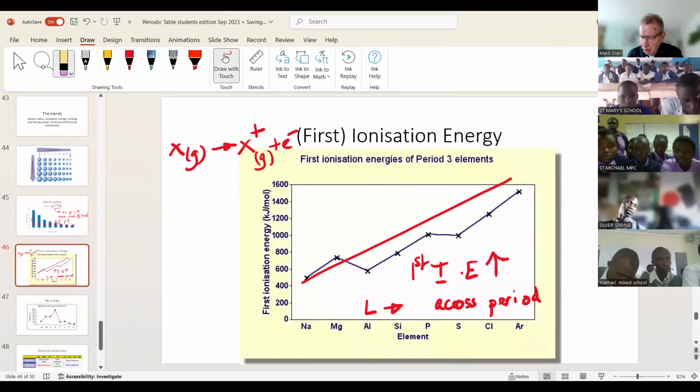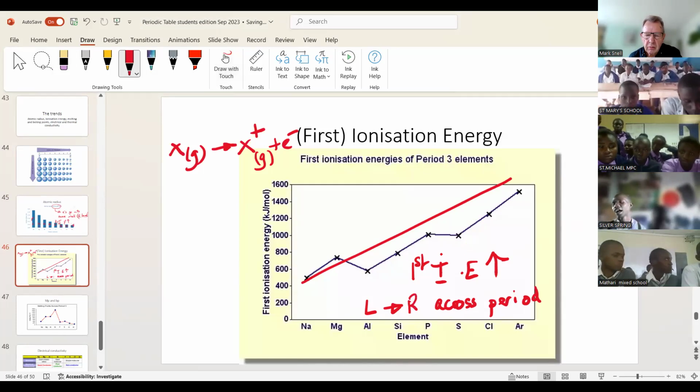Let's just change this to an R. So left to right, ionization energy increases.